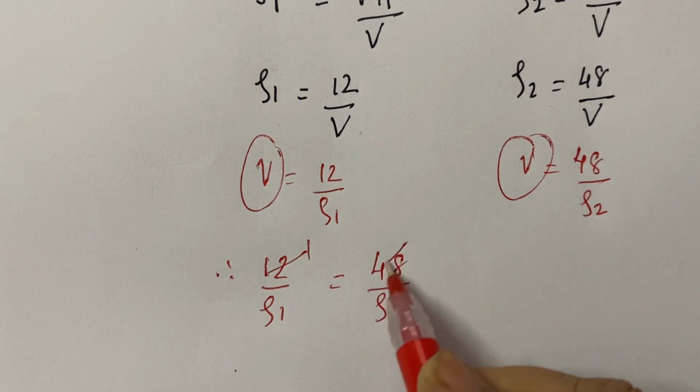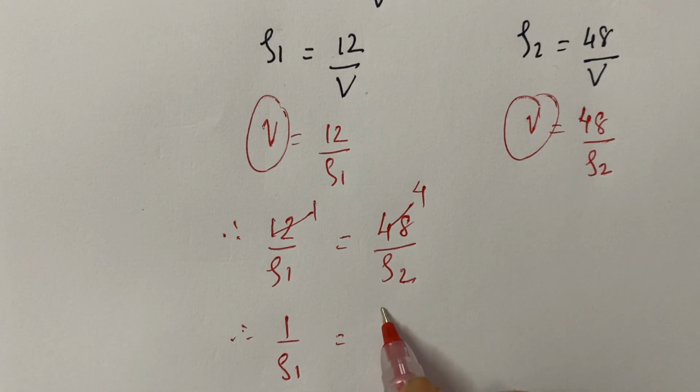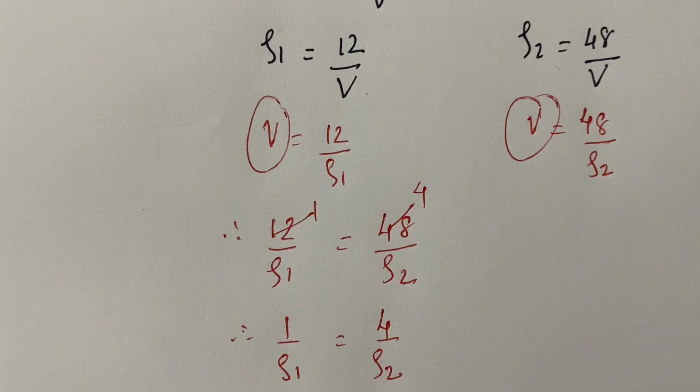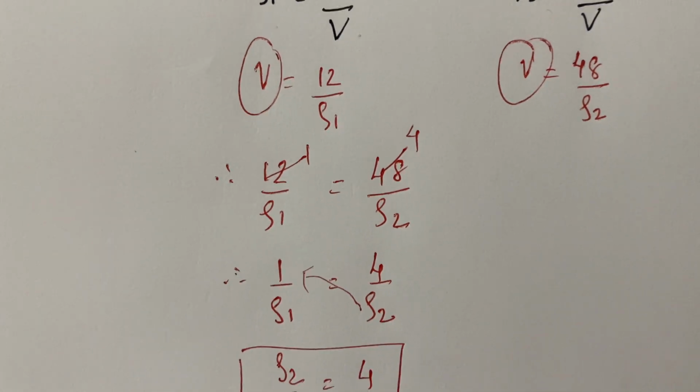12 ones are 12, 12 fours are 48. So 1 upon rho 1 is equal to 4 upon rho 2. Got that? Now rho 2 upon rho 1 will be equal to 4. ये रिलेशन आ गया, ये यहाँ चला गया, क्रॉस मल्टीप्लाई करें.